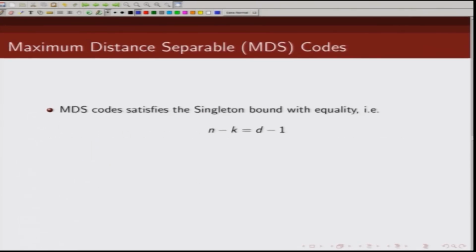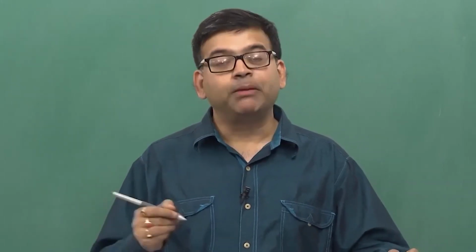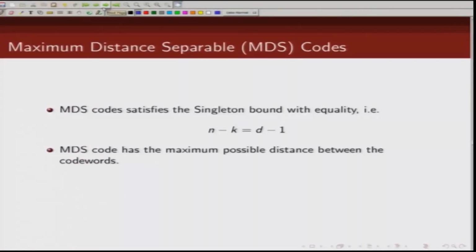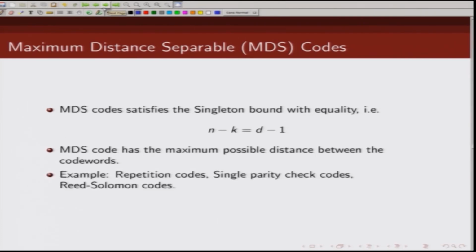Now, the codes that satisfy the Singleton bound with equality are known as maximum distance separable codes. Maximum distance separable codes have the property that the minimum distance is equal to n minus k plus 1. And these are very good codes, they have the maximum distance possible between the set of code words. Examples of maximum distance separable codes are repetition codes, single parity check codes, and Reed-Solomon codes.